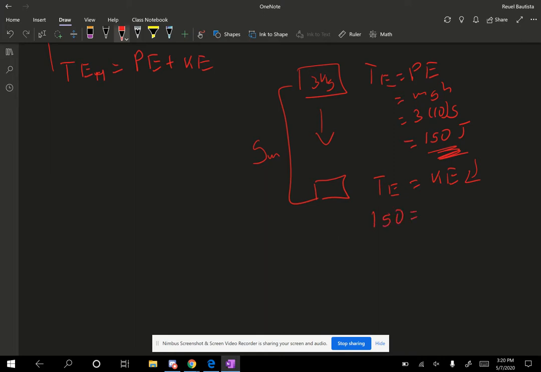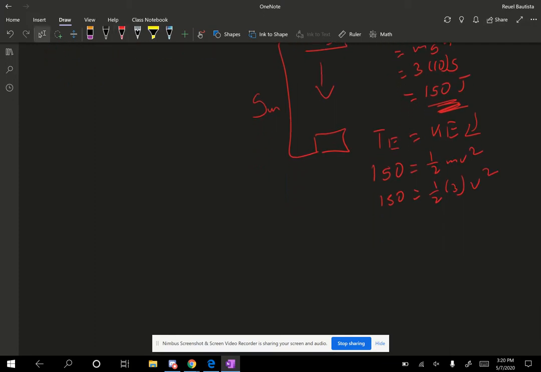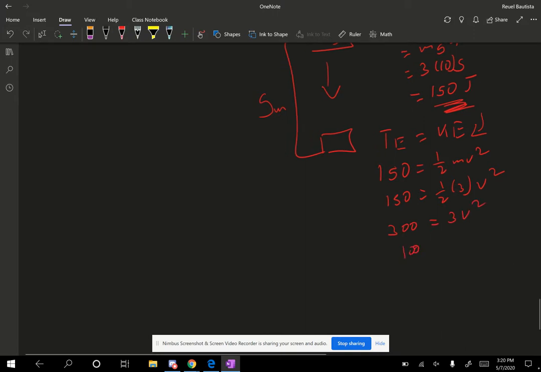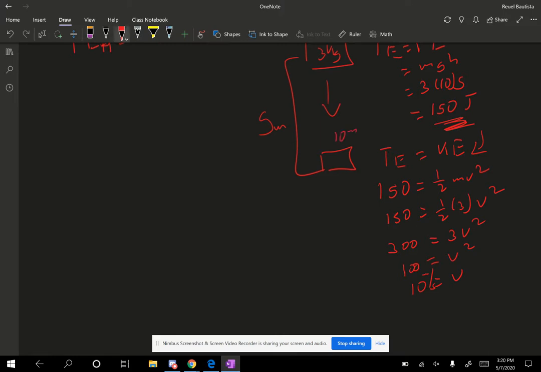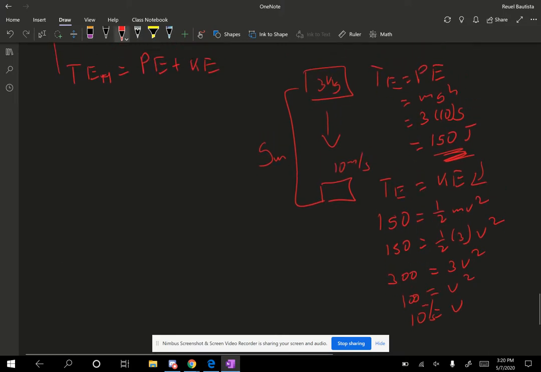150 is equal to kinetic energy, which is 1/2 mv squared. So it's going to be 150 is equal to 1/2, m is 3. I'm looking for velocity, and then we're just going to solve for it. Times 2 is 300. 3v squared divided by 3 is 100. And then the square root of 100 is going to be 10. So the velocity of this object over here is 10 meters per second. Okay? And that's pretty easy, right?